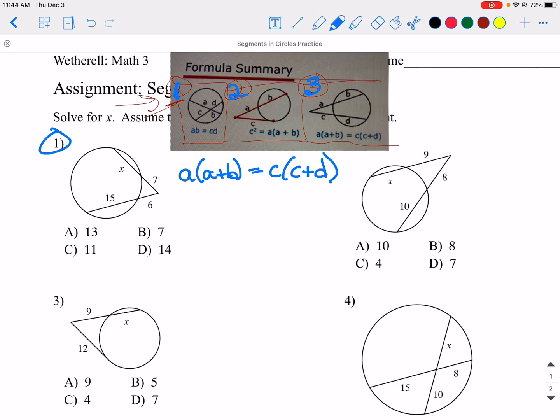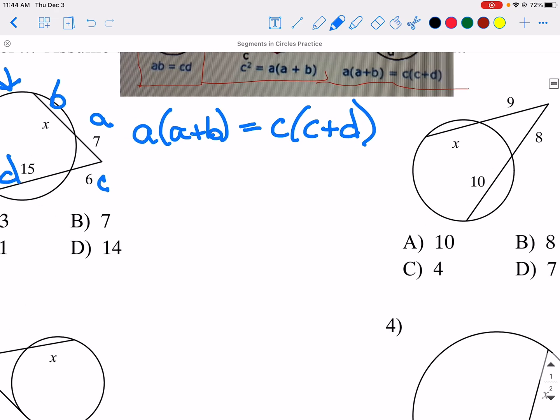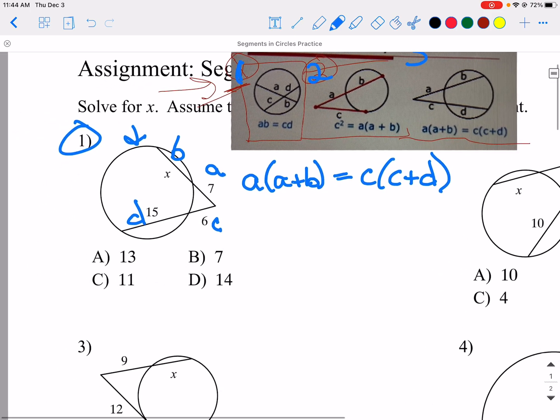So now let's label our diagram. On formula 3, I've got an A on the outside. Doesn't matter which one I pick, but I'm going to label my A 7. And then my B is on the same line with my A, so I'm going to label that. So 7 is my A, B is my X, C is 6, and then 15 would have to be your D. So I've got that formula there.